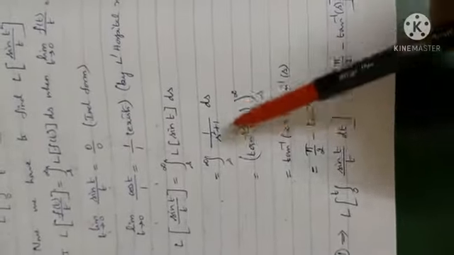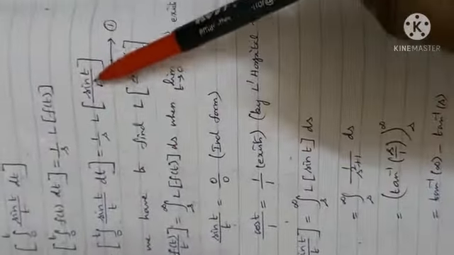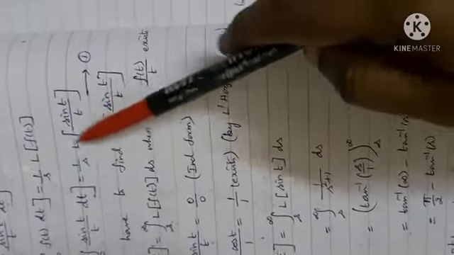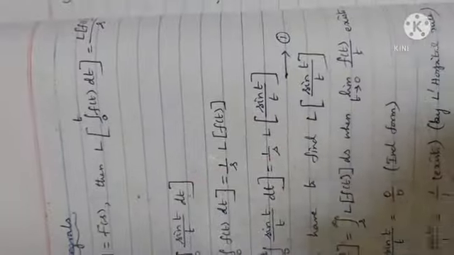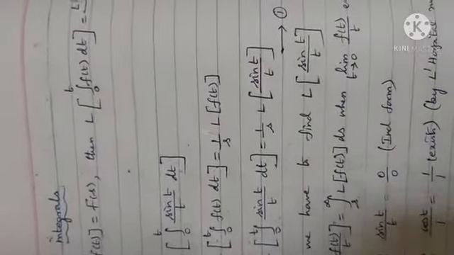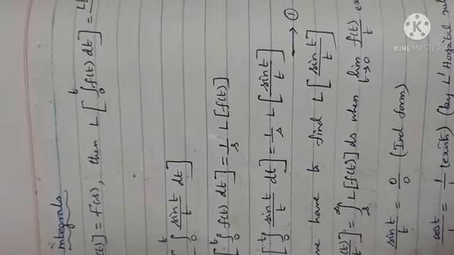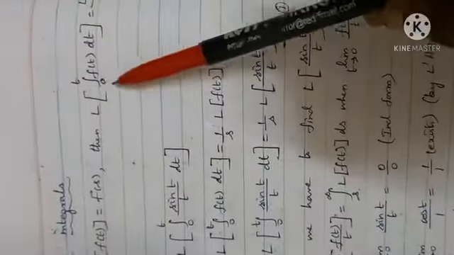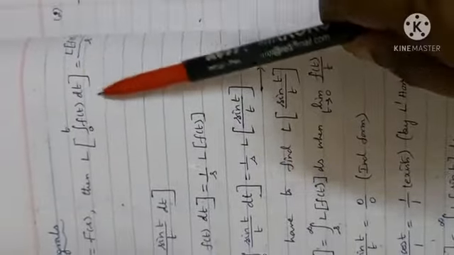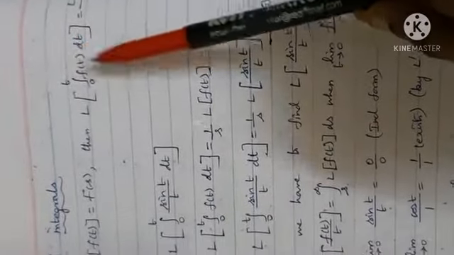Now listen here. I have got the answer of L of sin t by t. I substitute the answer in the first equation: 1 by s into the answer. And to do problems of this model, you should know all the methods we have discussed earlier: first shifting property, then L of t into f of t, then L of f of t by t, all the models. You can do this method only when you know the earlier methods, okay?